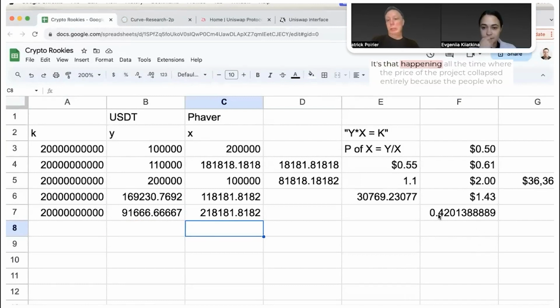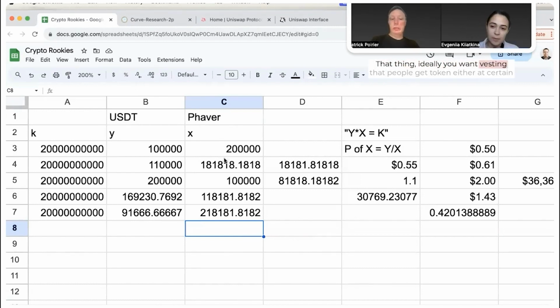And that's happening all the time, where the price of the project collapses entirely because the people who got free or discounted tokens before sell as soon as they can. And then if the buying volume is not enough to offset those sellers, the price starts to go down. And when people see that, it's panic at that point, and the buyers don't want to get involved because they want to see how deep it's going to go first. So at that point, it's basically game over for the project. Often they don't recover from that.